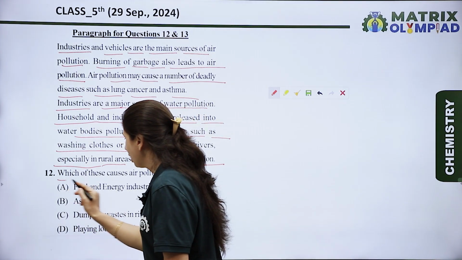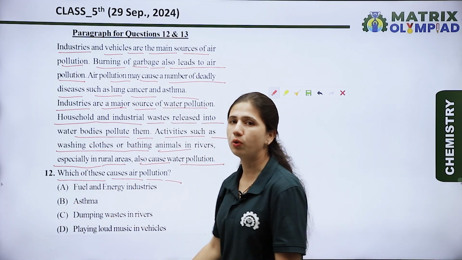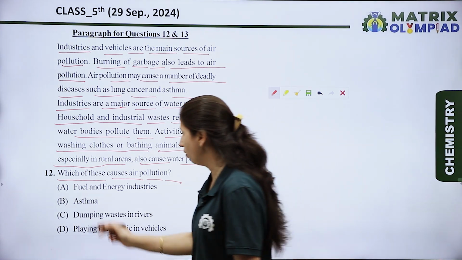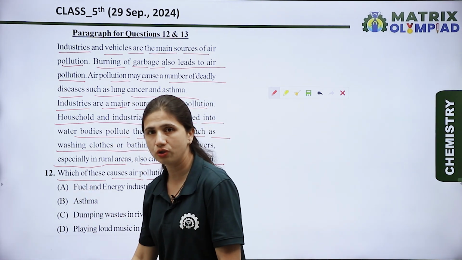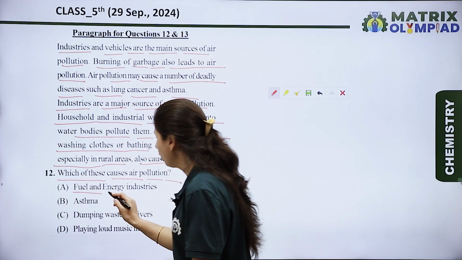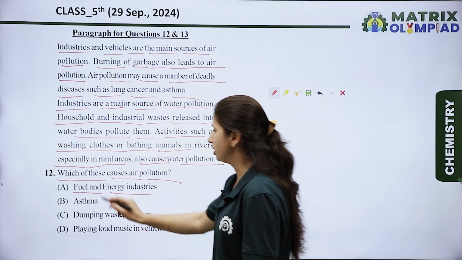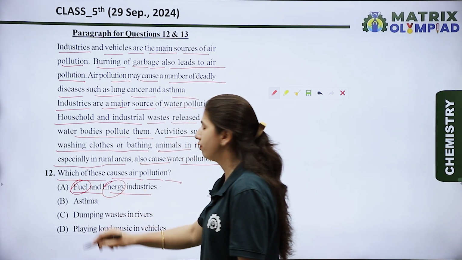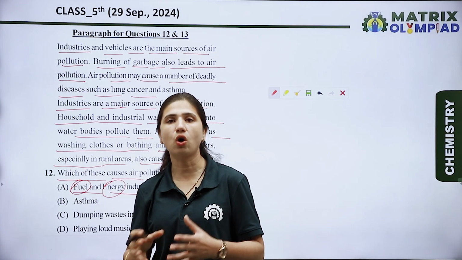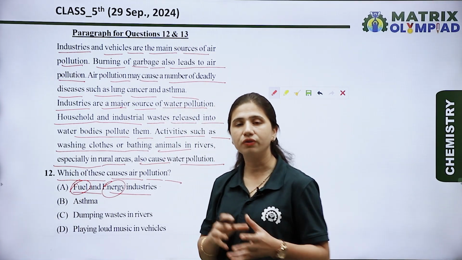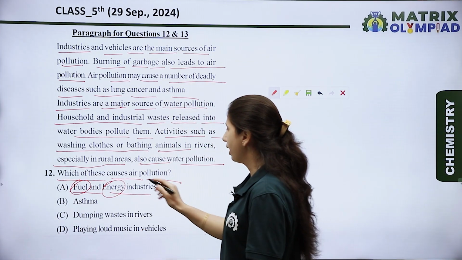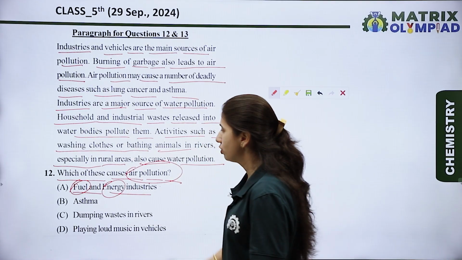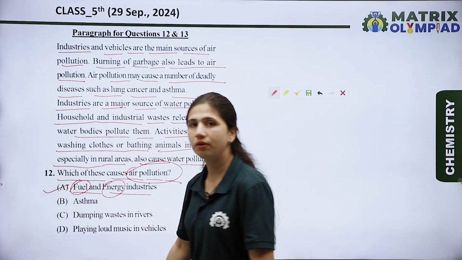The question is, which of these causes air pollution? Okay, now we will discuss the options. The option is fuel and energy industries. Fuel and energy industries release different toxic gases, and because of these toxic gases, air pollution is created. So option A is the right option.